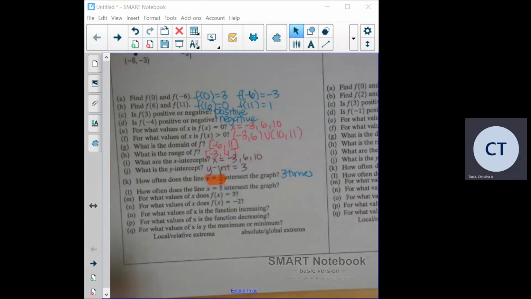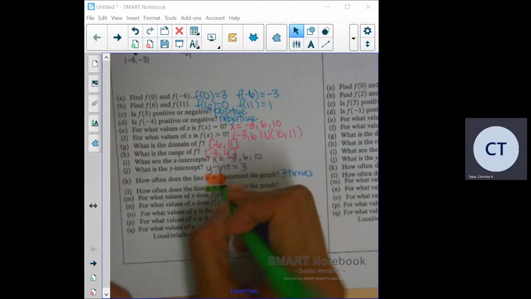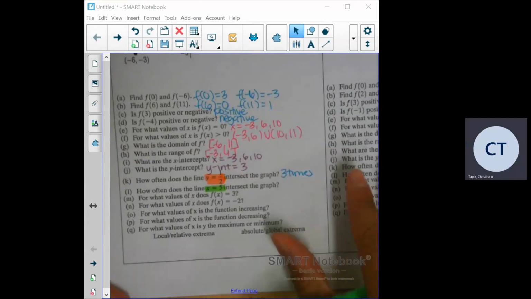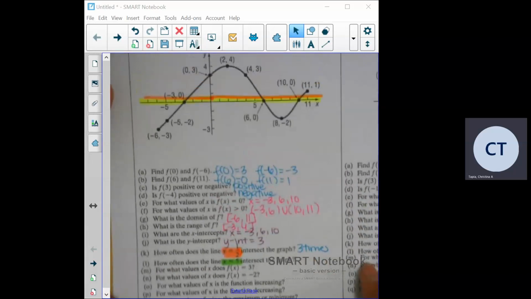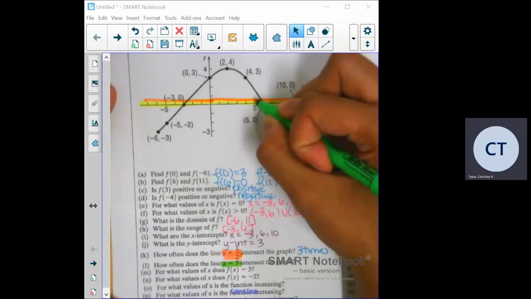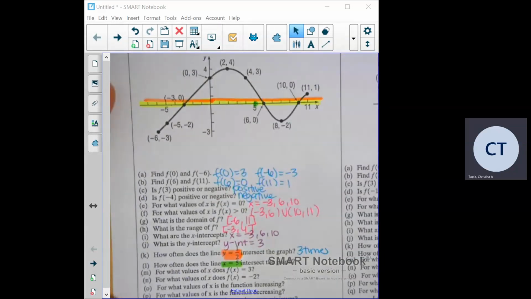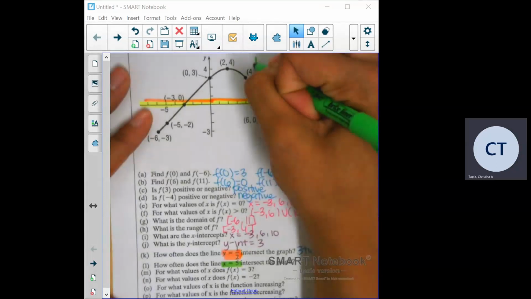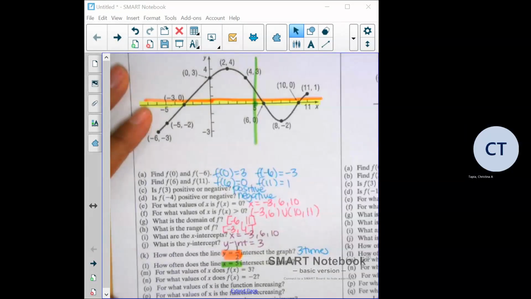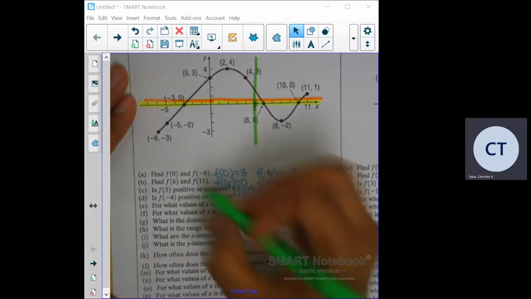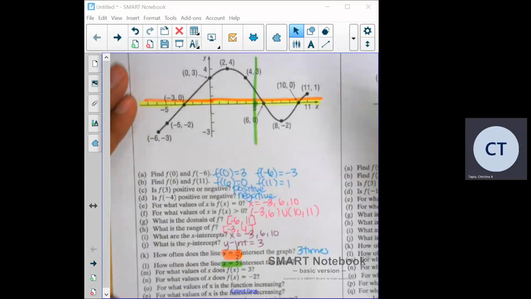For the next part, how often does x equals 5 intersect the graph? When you do that, find 5 on your graph. So I'm going to take my green highlighter. Here's 5 on the x-axis. And all I've got to do from here is draw a vertical line through it. This graph only hits the green one time.